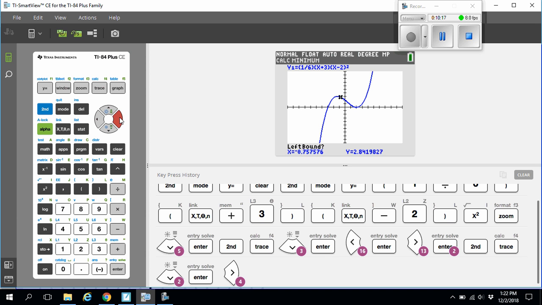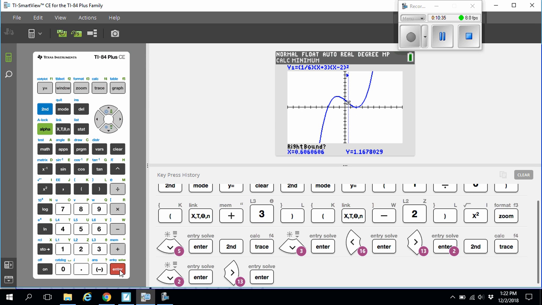Now, I need to move my cursor to the right to be kind of close to my local min here. So notice on this side, this would be considered the left side of our local min. Okay, now remember, don't get the cursor right onto the point because it's not going to work. Be kind of close to it.